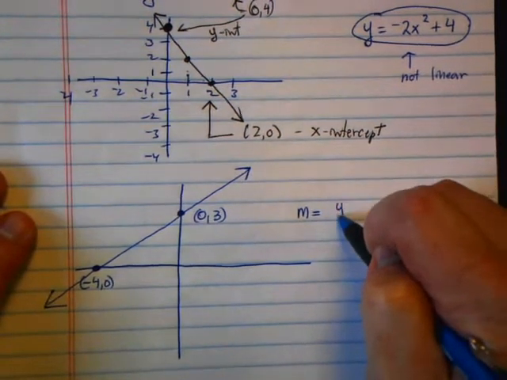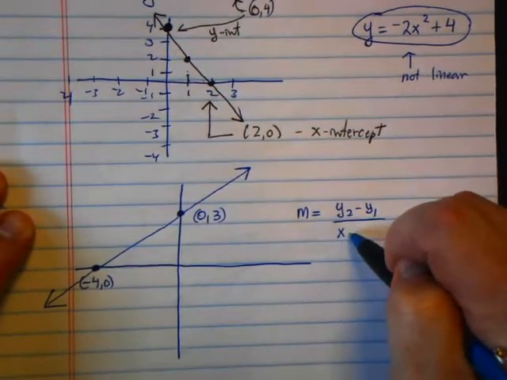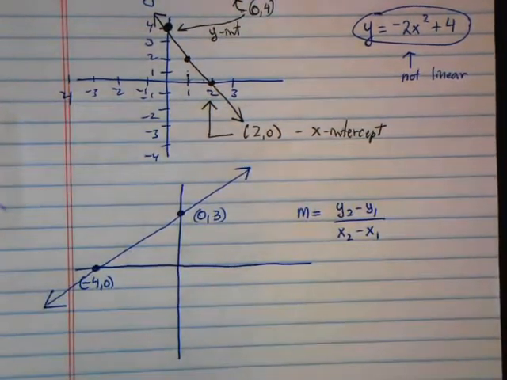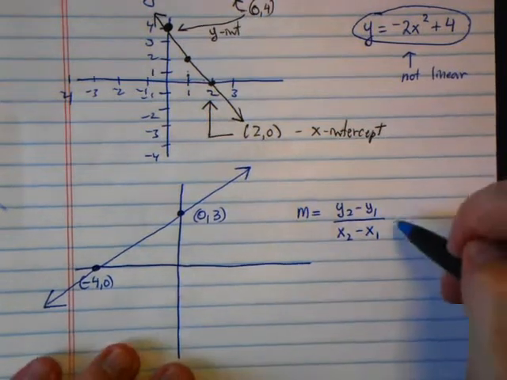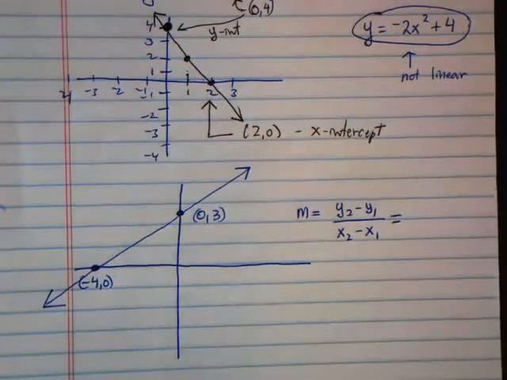Slope is y2 minus y1 over x2 minus x1. That's correct. All right, so I have 2 points. I have the point (-4, 0) and (0, 3). Which number is y sub 2? It could be 0 or it could be 3. Does it really matter which one you call y sub 2? It has to be one of the 2 y numbers, but which one you call it really doesn't matter.